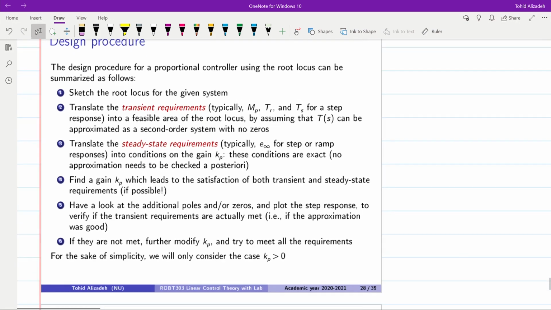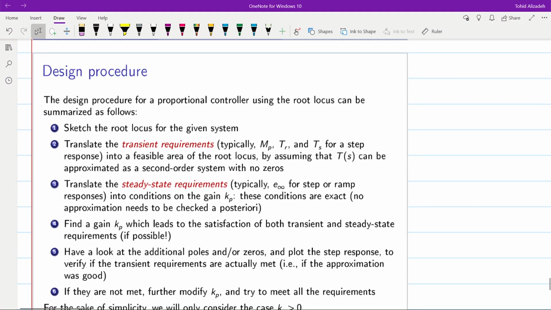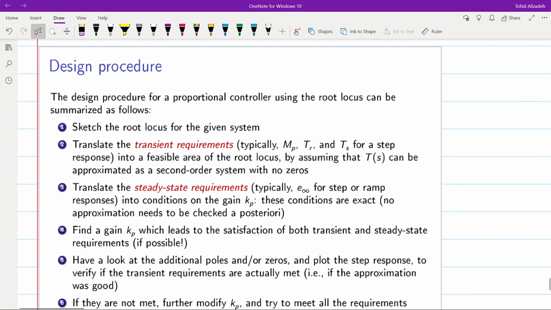Here we have the design procedure for designing the proportional controller using the Root-Locus approach. The first step would be to sketch the Root-Locus for the given system. I guess it's kind of obvious that it should be the first step, as we are going to use the Root-Locus sketch of the system in order to design the controller. So first we draw the Root-Locus for the given system.